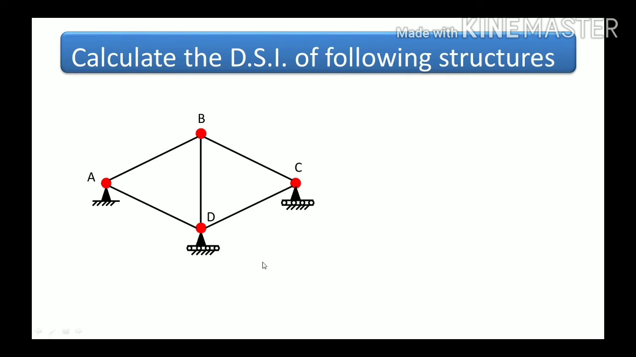Then this frame is having 3 supports A, C and D. So A is a hinge support, C and D are roller supports. So here we calculate the external and internal separately again. So here first are the reactions. At A, 2 reactions HA and RA. At D and C there is only 1 reaction each because of roller support.